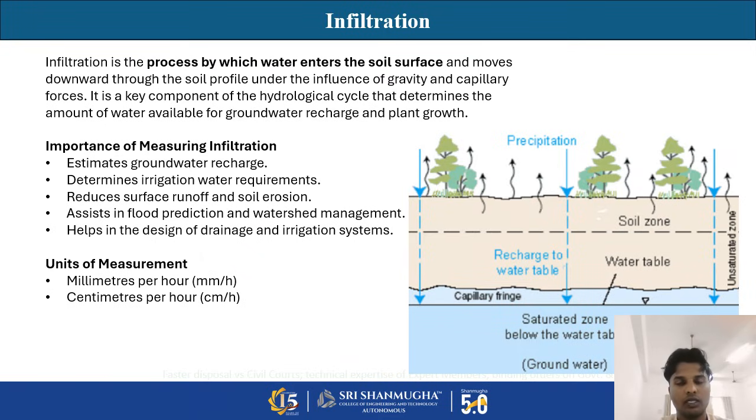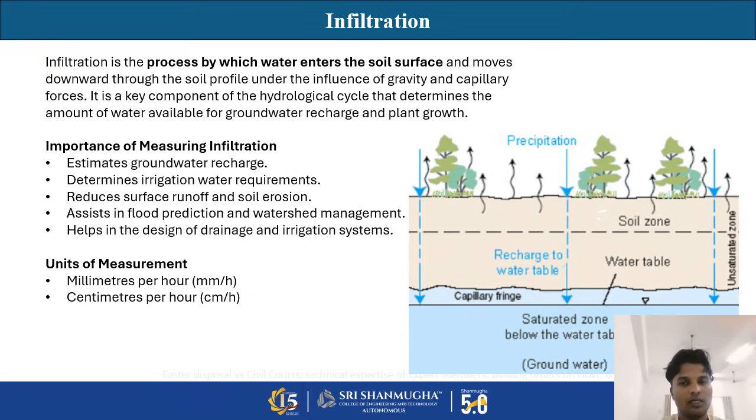First, we're going to see the definition of infiltration. It says infiltration is the process by which water enters the soil surface and moves downward through the soil profile under the influence of gravity and capillary forces. So it's a key component of the hydrological cycle, like evaporation and rainfall. Infiltration determines the amount of water available for groundwater recharge and plant growth.